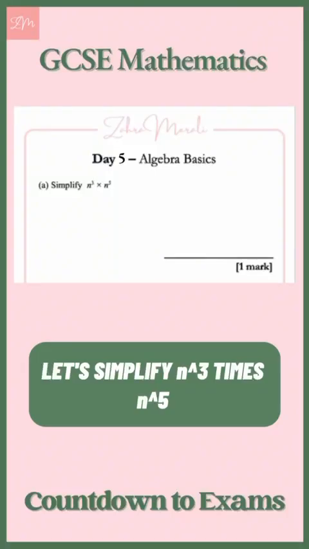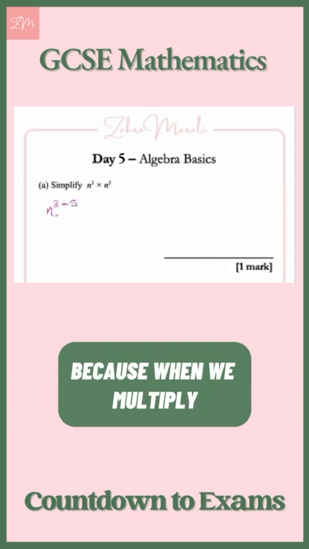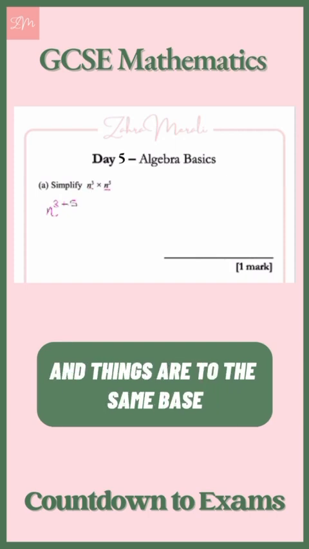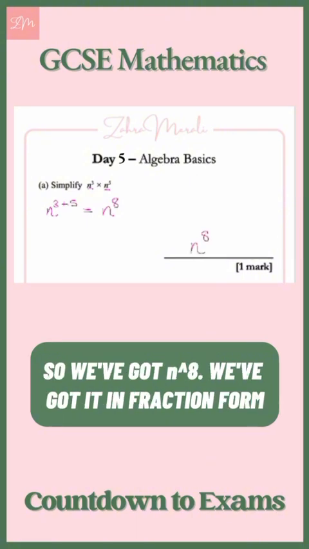Let's simplify n cubed times n to the 5. We're going to be adding the powers, because when we multiply and things are to the same base, meaning that n's the same, we can just add the powers. So we've got n to the 8.